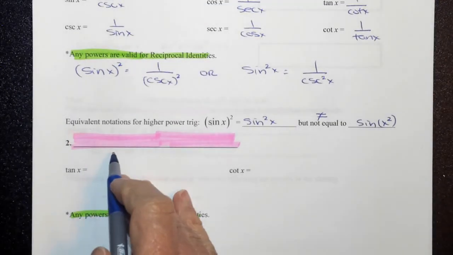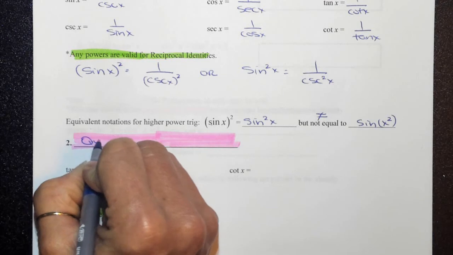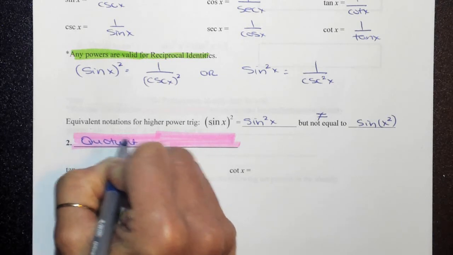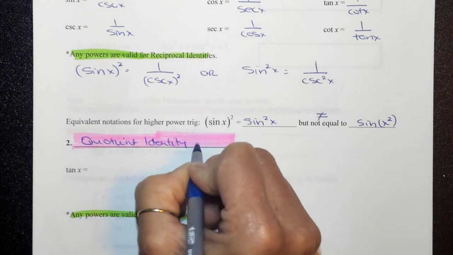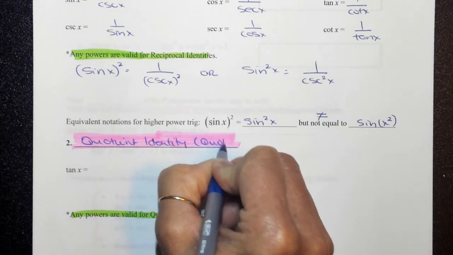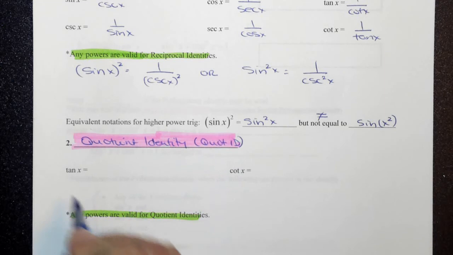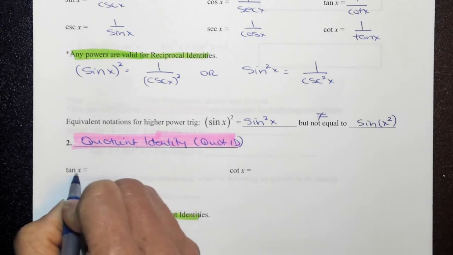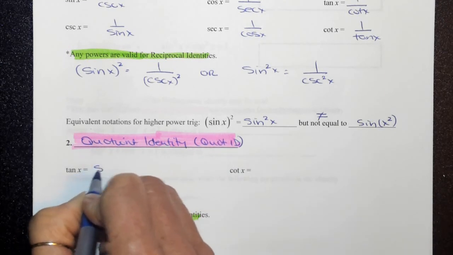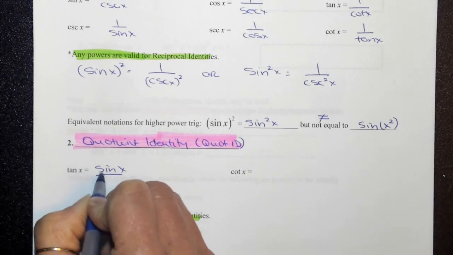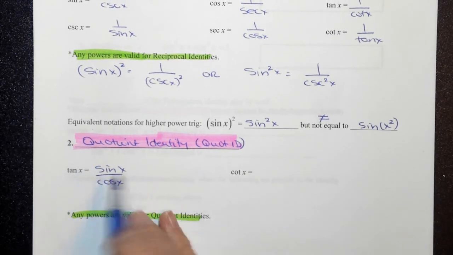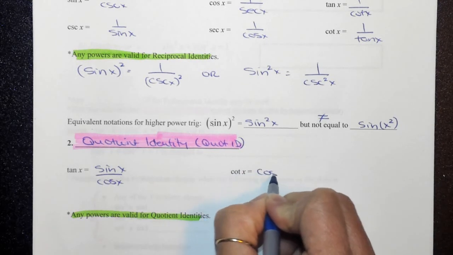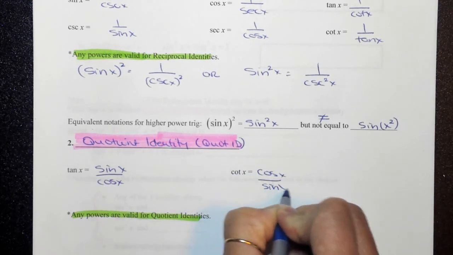Our second identity that we talked about was the quotient identity. And in short, you could write it as the quote ID. And this was, the tangent is, as a quotient, you're dividing two trig functions. So this would be the sine over the cosine. So this is a quotient, not a reciprocal. And this is the cosine over the sine.